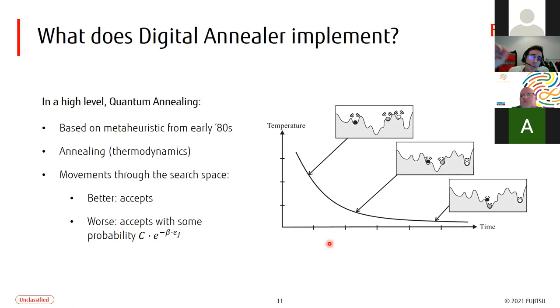Okay, so we are doing movements throughout the search space in which, if the movement gets a better solution, we accept it. Okay, and if it's worse, we accept the movement with some probability. And this is the probability that I was talking about. At first, we will accept this worse movement with a higher probability than at the end of the process.